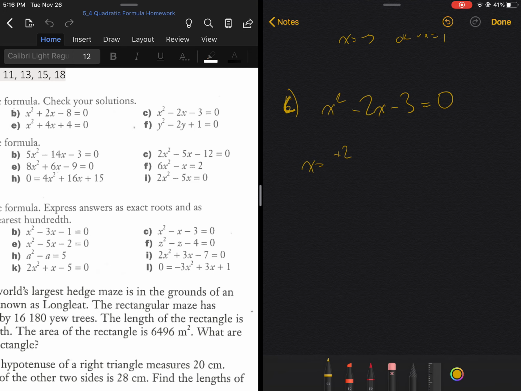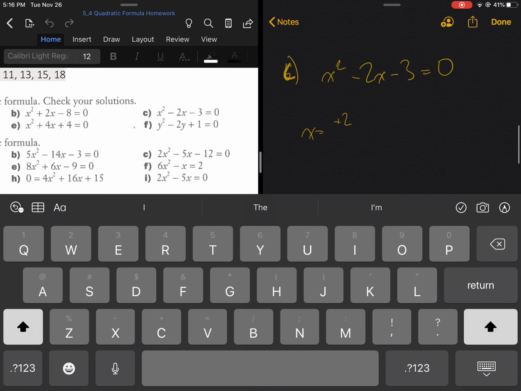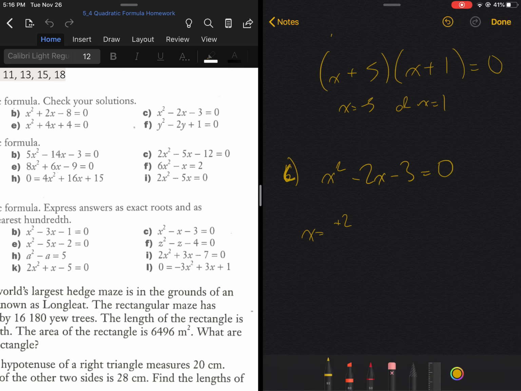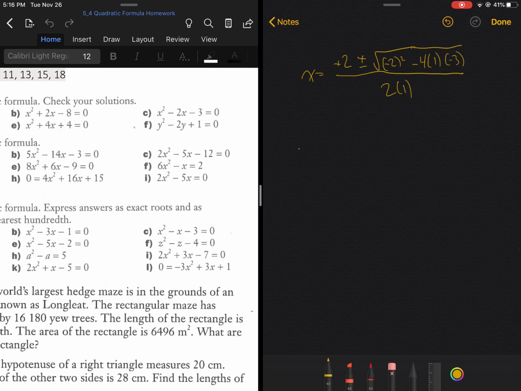Use the formula. Minus b. Honestly, it's very annoying to use a formula because I know that the answer already is going to be 3 and minus 1 or something like that. I could solve it by factoring. So much easier here, but whatever. Minus b plus or minus the square root of b squared, minus 2 squared, minus 4 times 1 times minus 3. C is minus 3. All over 2 times 1.